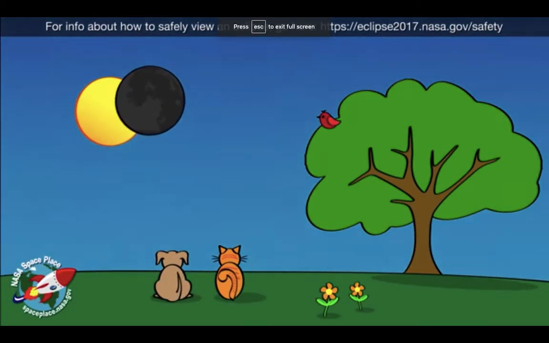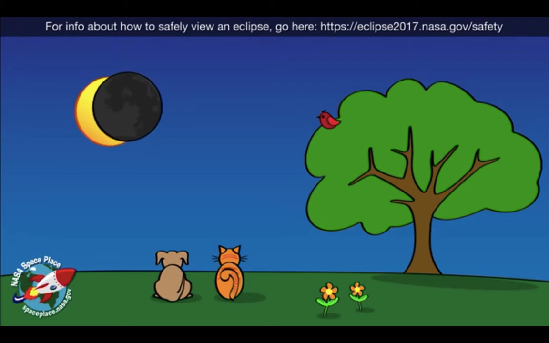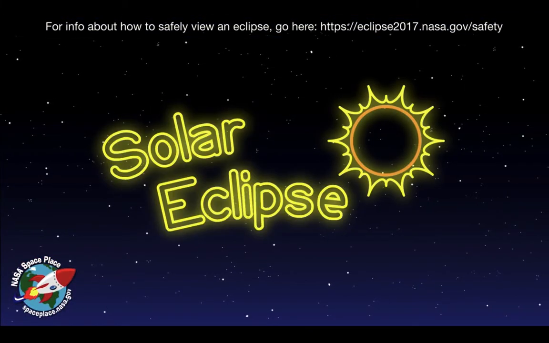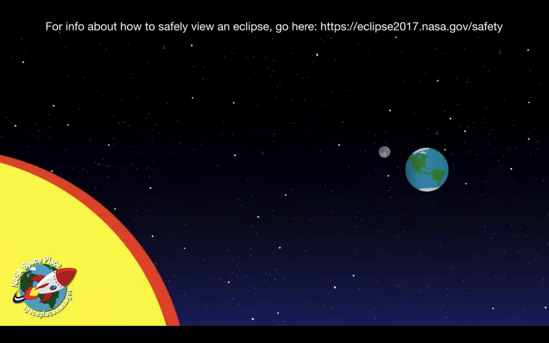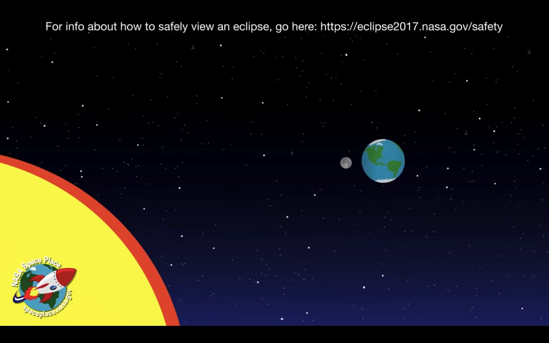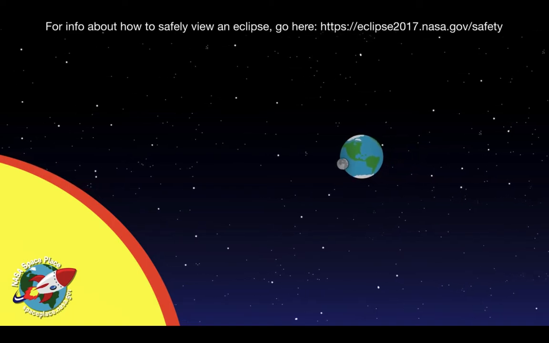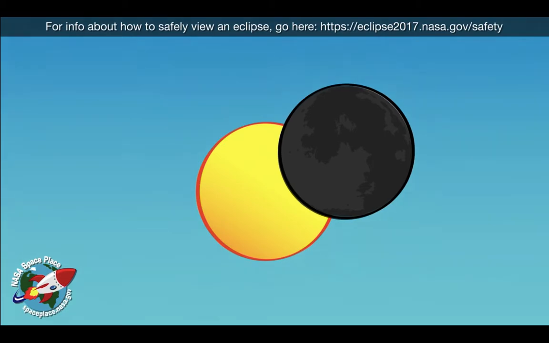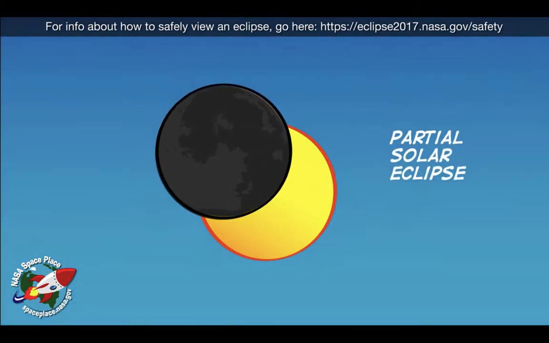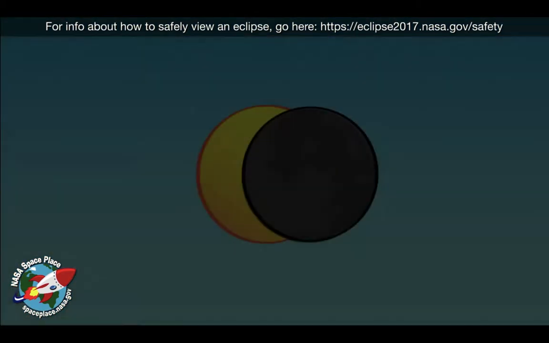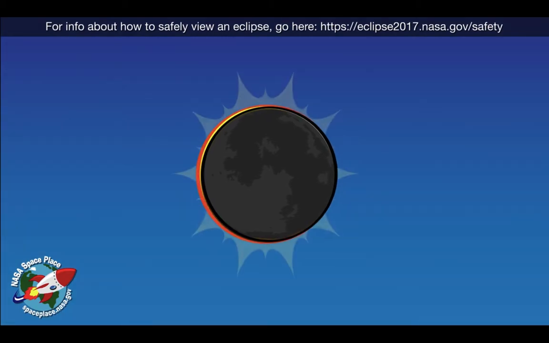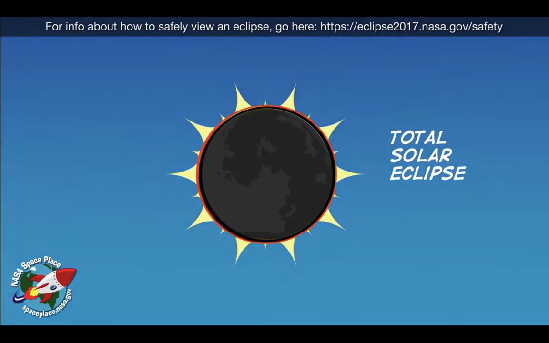Whoa! It's the middle of the day. So why is the sky getting dark? It's a solar eclipse. A solar eclipse happens when, at just the right moment, the moon passes between the sun and earth. Sometimes the moon only blocks part of the sun's light. This is called partial solar eclipse. Other times, the moon blocks all of the sun's light. This is called a total solar eclipse.